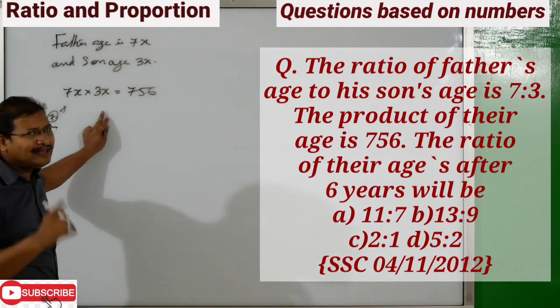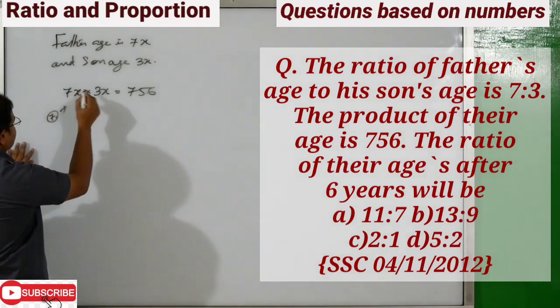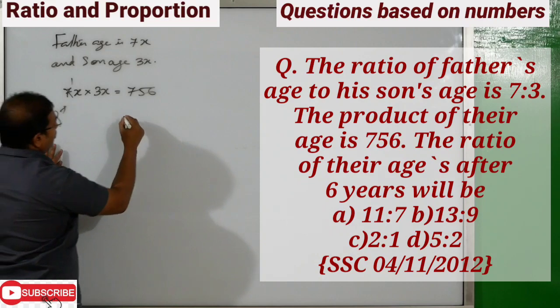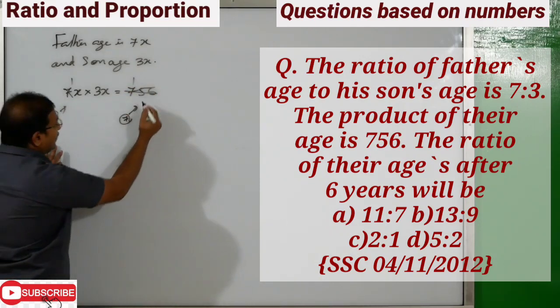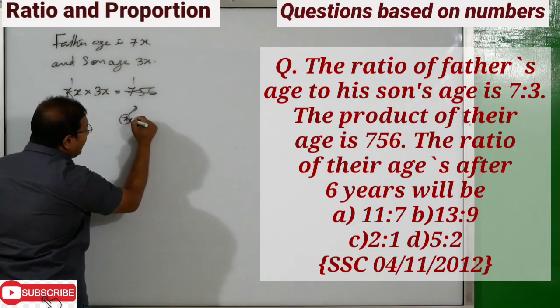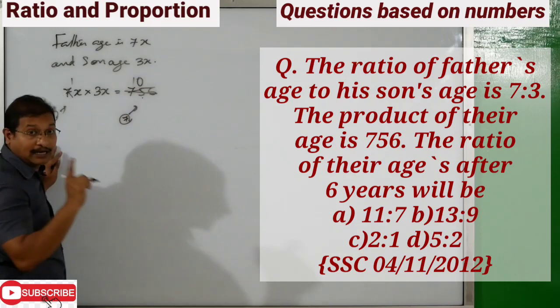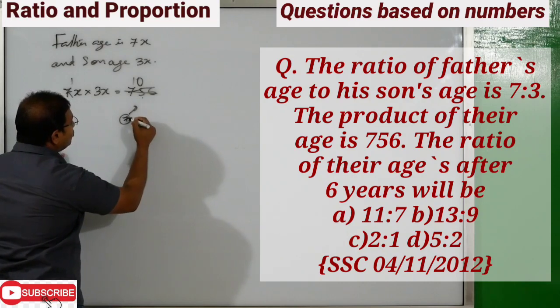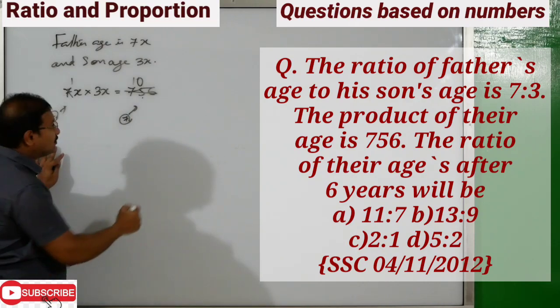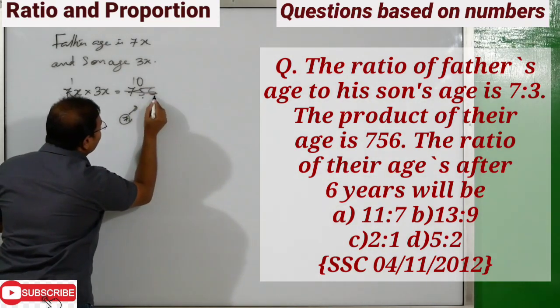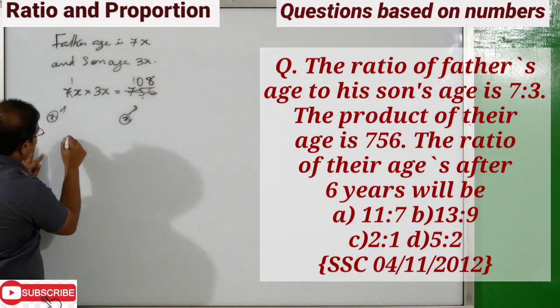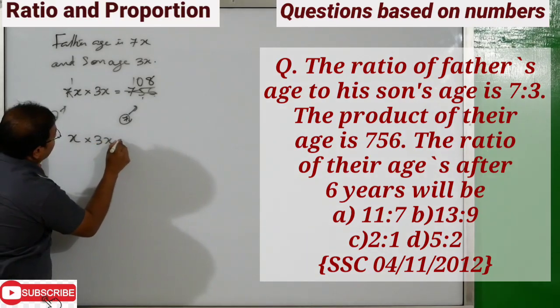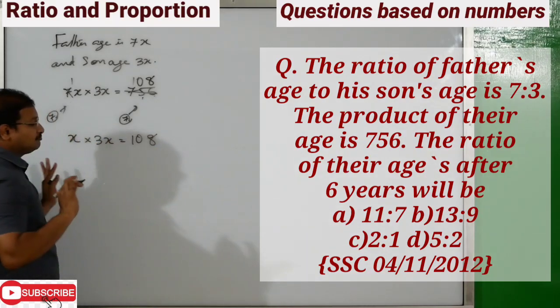No need to multiply, it will be double work. So just cancel. 7 ones are 7. When you cancel here by 7, 7 ones are 7. After that 5 we can't cancel by 7, so put one 0. Careful. 7 you can't cancel in 5. That means 0 will put, after that 56. 7 8s are 56. That means we got now x into 3x equals 108.